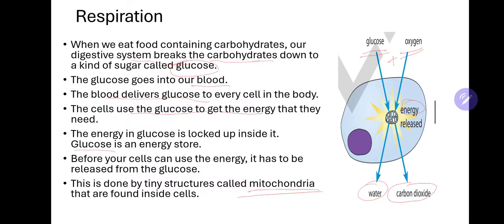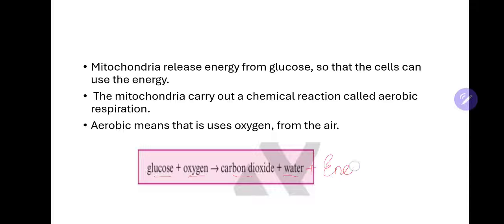So respiration involves the release of energy in the form of ATP, and this process happens inside the cell, in the cell organelle known as mitochondria. In the process, glucose will be combining with oxygen to release energy, and the byproducts are water and carbon dioxide. So here you can see the equation for the process. Glucose plus oxygen gives carbon dioxide plus water plus energy.